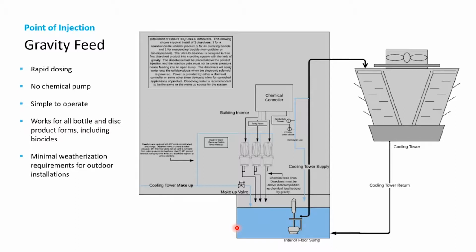Because the feed lines are emptied by gravity, those lines will drain out once you're done feeding chemistry. The only thing that you need to take into consideration is freeze potentials on your makeup water for the dissolver. Outside of that, it's a very basic but simple and effective unit.